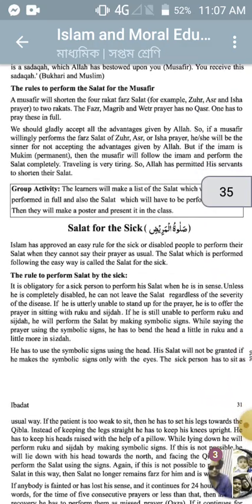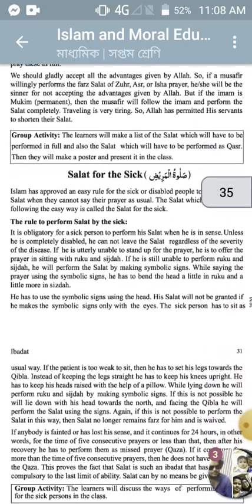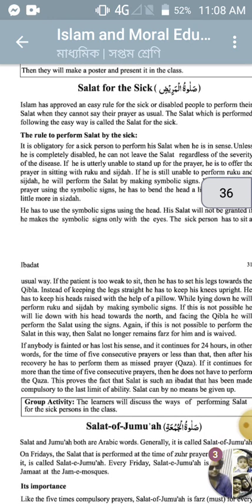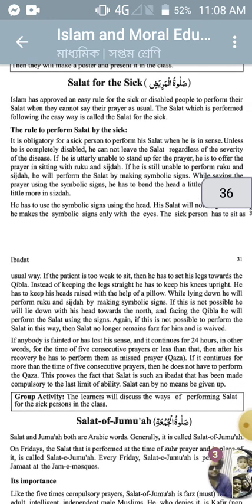Now I'll discuss about the Salat for the sick. Dear student, you know that Islam has approved an easy rule for the sick or disabled people to perform their salat when they cannot say their prayer as usual. The salat which is performed following the easy way is called the salat for the sick. The rule to perform salat by the sick.